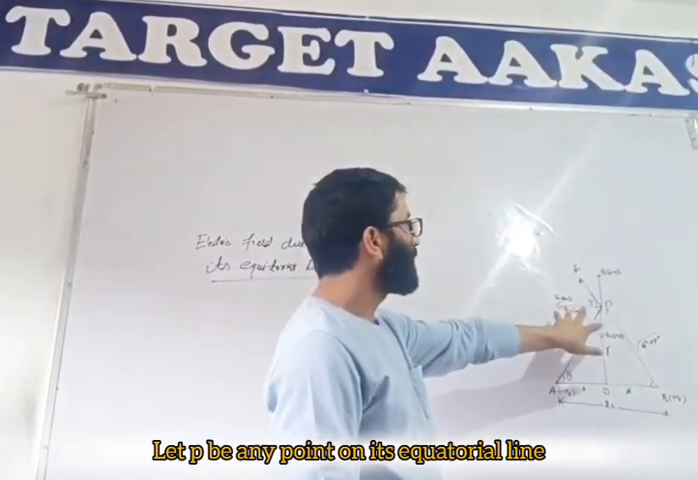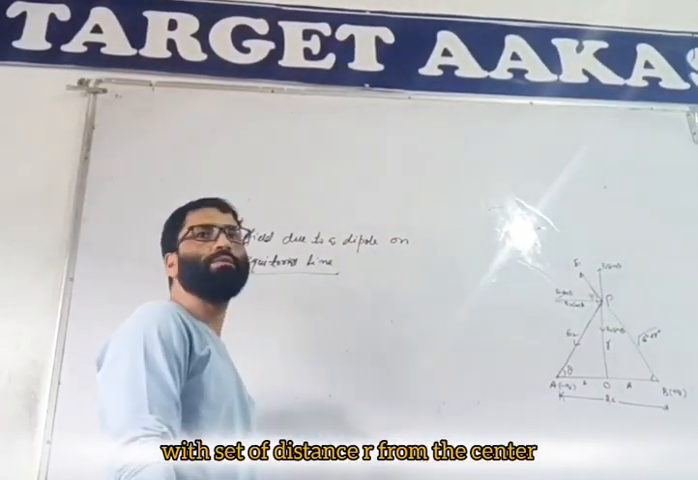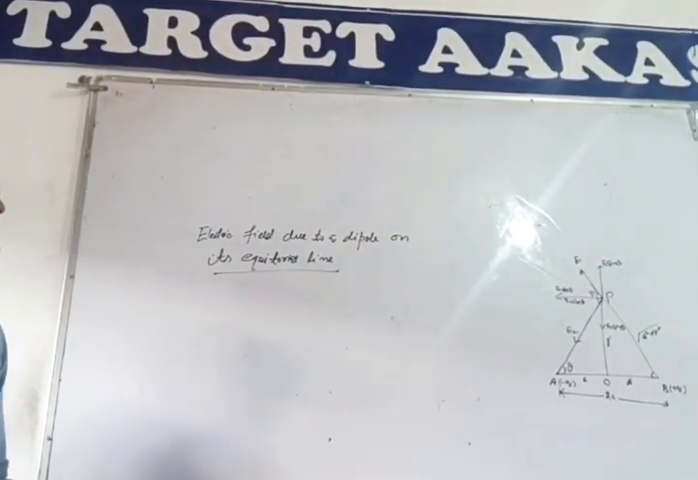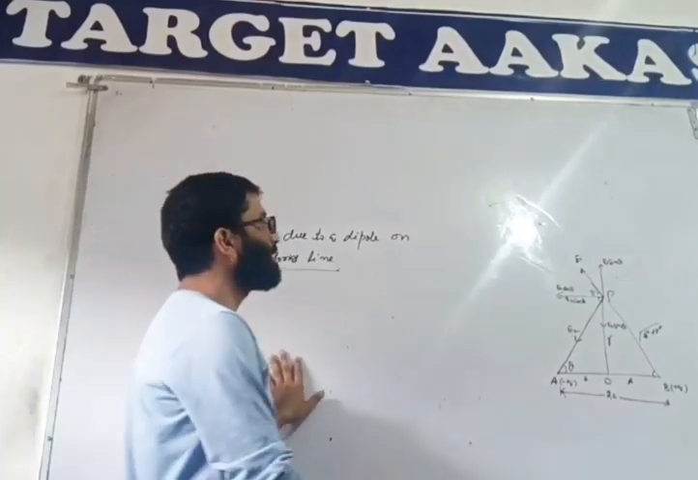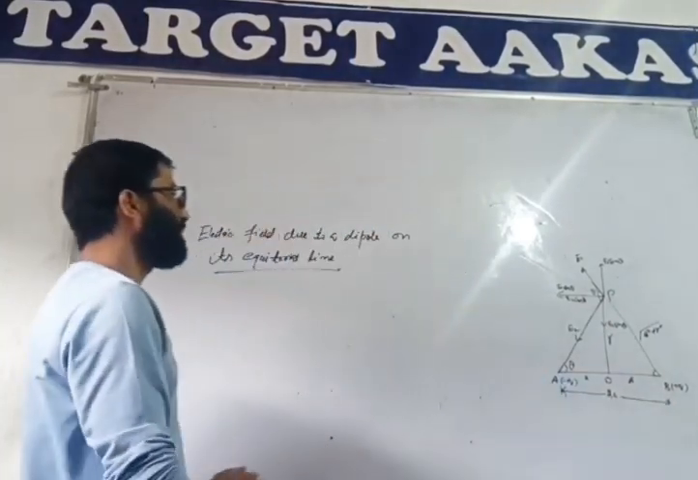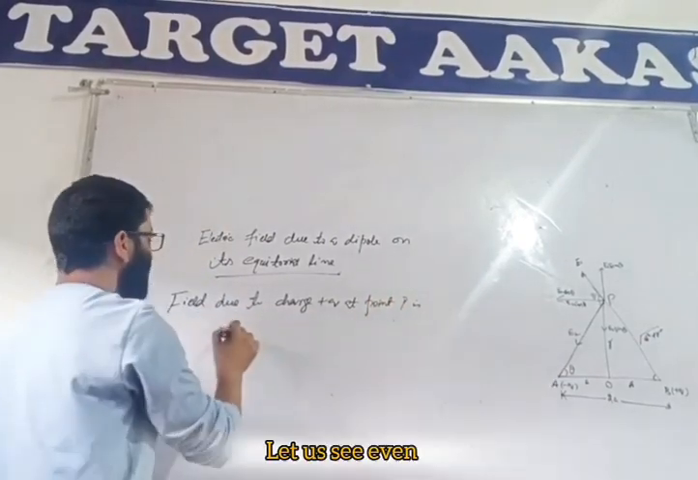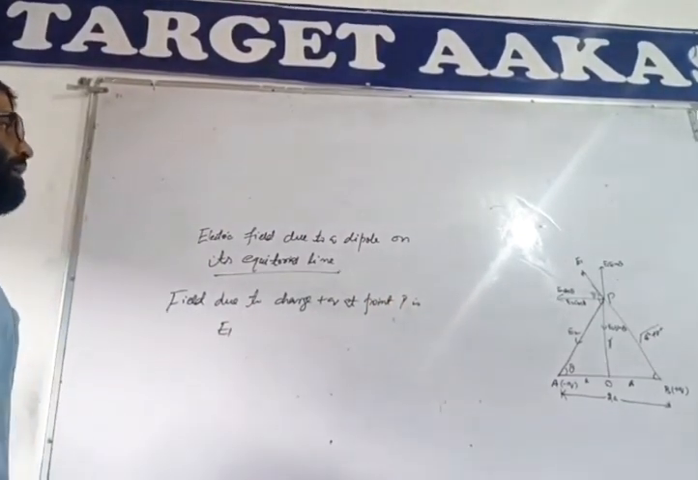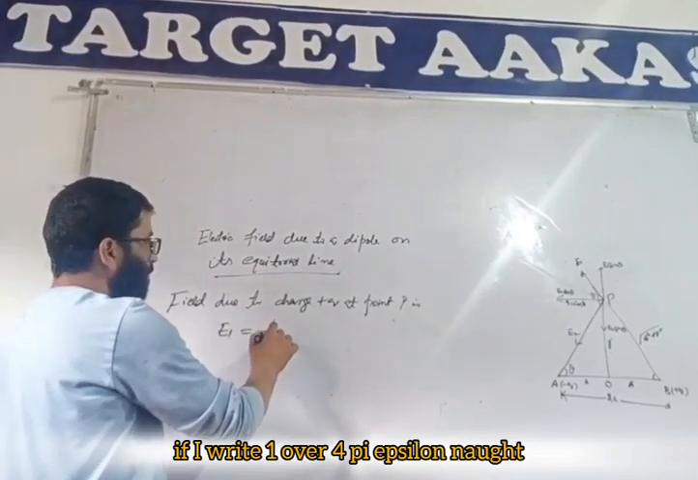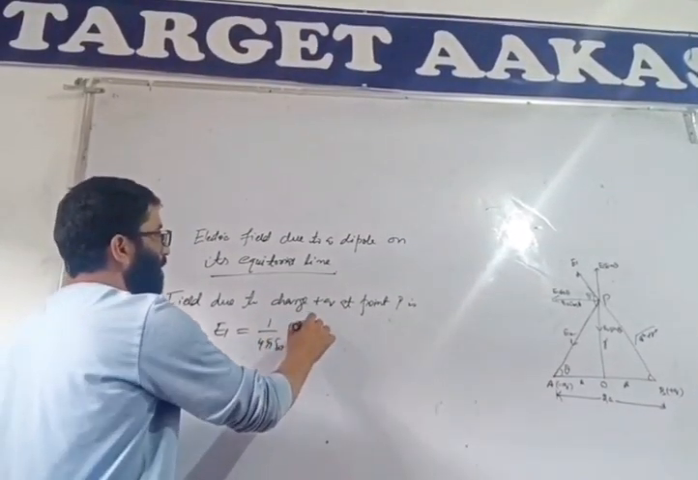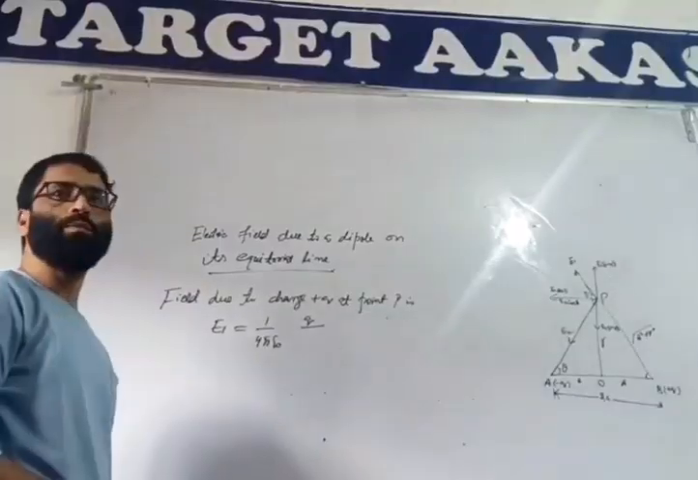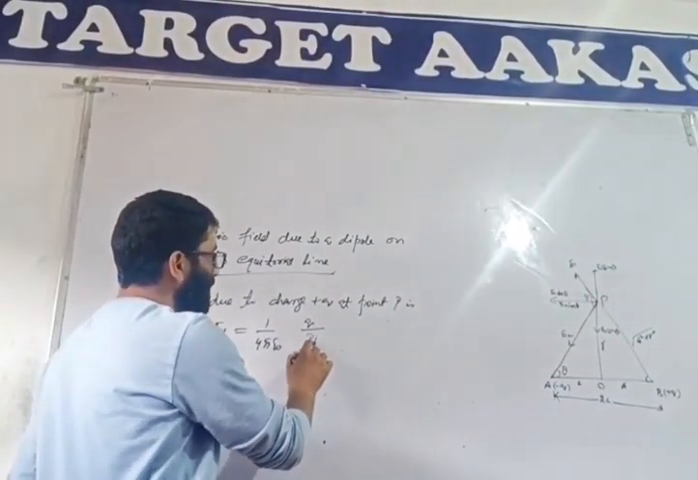Let P be any point on its equatorial line, at a distance r from the center of the dipole. Obviously, what is the field at point P due to charge plus Q? The field at point P is, that is the unit vector, 1 over 4 pi epsilon naught Q upon, what is the distance from B to P? That is the distance squared. Is it okay?